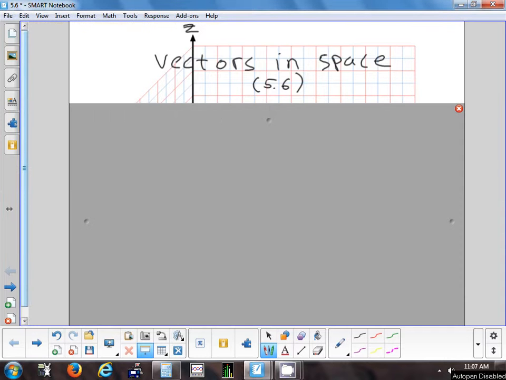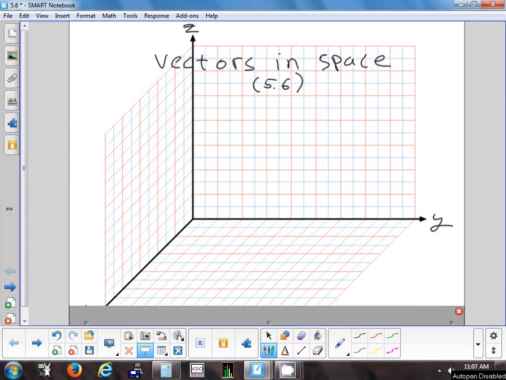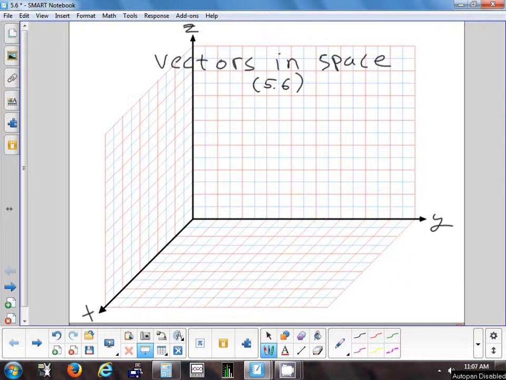All right, so our last section on vectors is 5.6, and it's vectors in space. Space just means we're not on a flat plane anymore. We're on a 3D surface. Okay, so that's what a 3D coordinate grid looks like. Kind of weird. Your XY plane is at the bottom. That's where we were originally. The z-axis is coming up off the bottom.